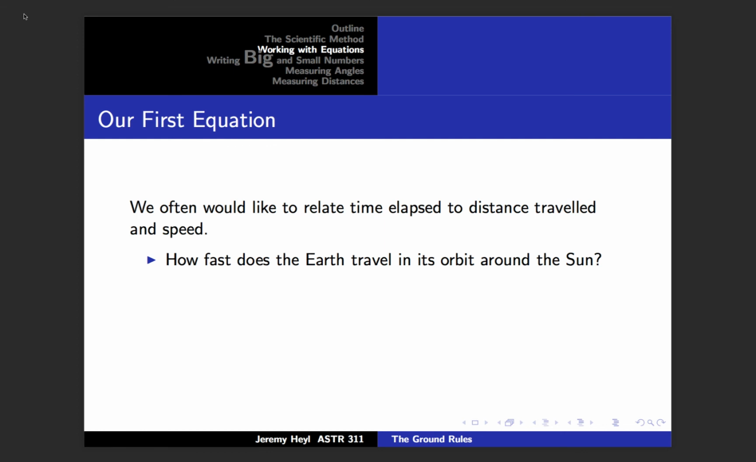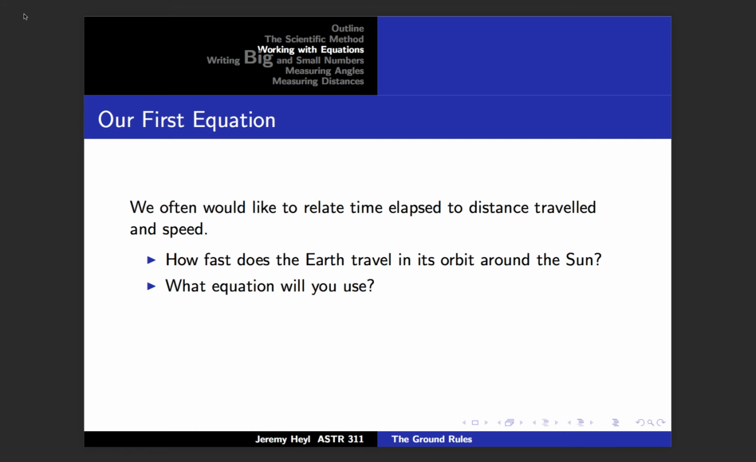How fast does the Earth travel in its orbit around the Sun? So the first thing we have to do is, what is the equation that we would use to figure out how fast it's going? So what are the 2 ingredients that we need? Well, we want to find speed, or we would like to relate time elapsed to distance traveled and speed. So how are those 3 things related? Does anyone know from your experience or from a class?